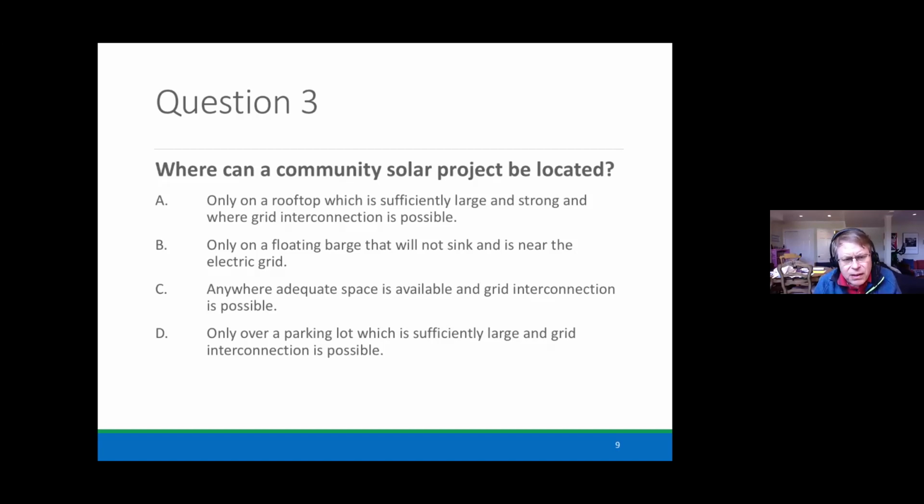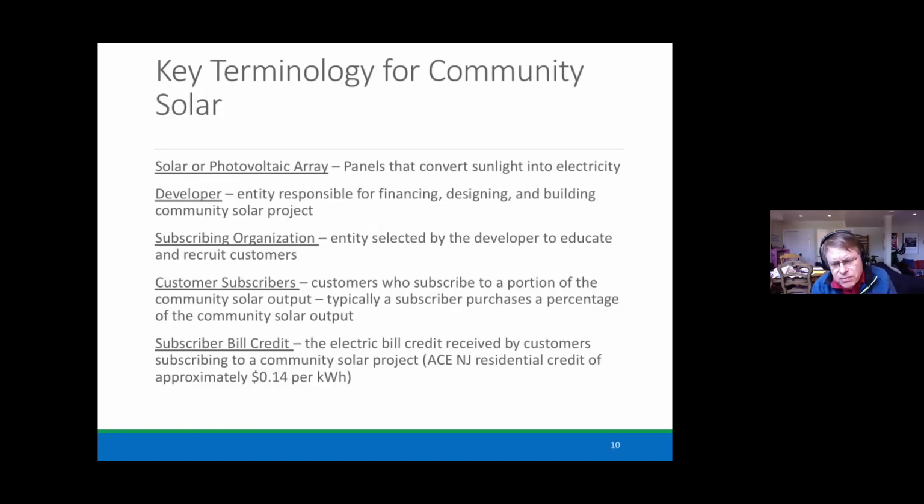Move down to the next item. We're going to walk through some terminology now. And I'll go through this pretty slowly just so that everyone becomes familiar with it. Solar or photovoltaic array, it's essentially panels that convert sunlight into electricity. So it's basically converting photons into electricity that then is exported into the electricity grid and flows wherever it's needed to go.